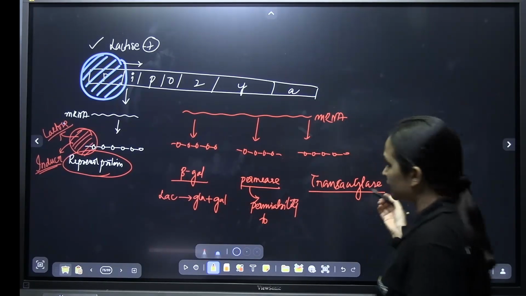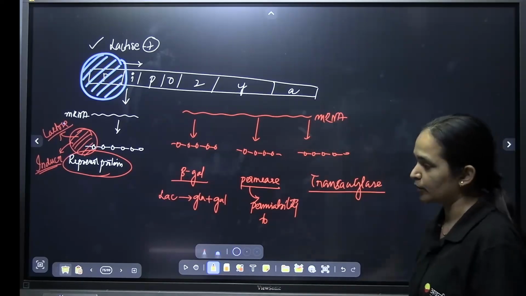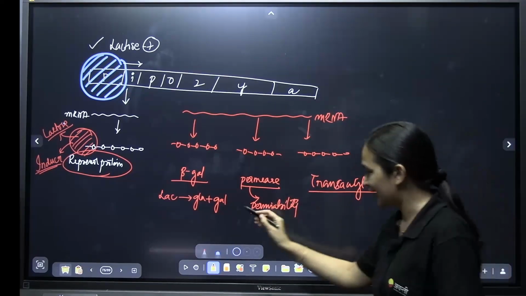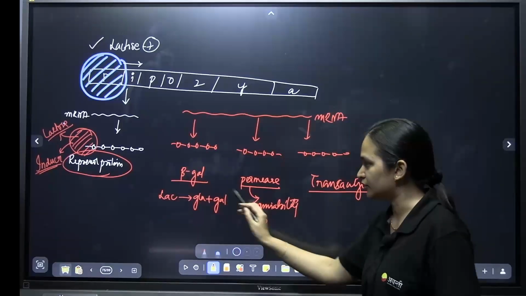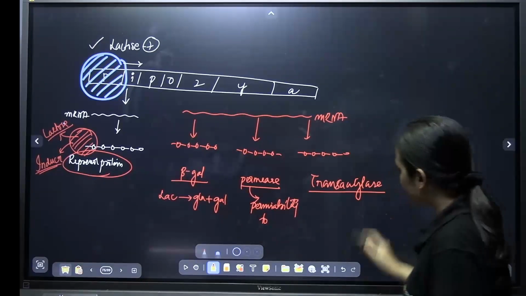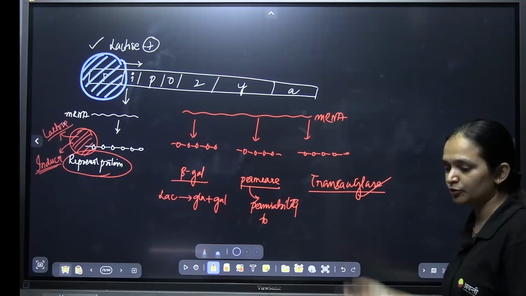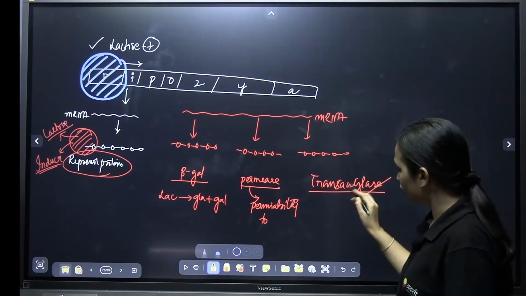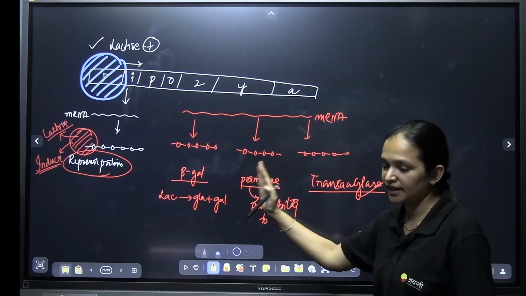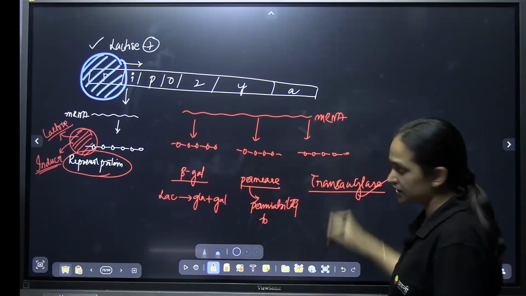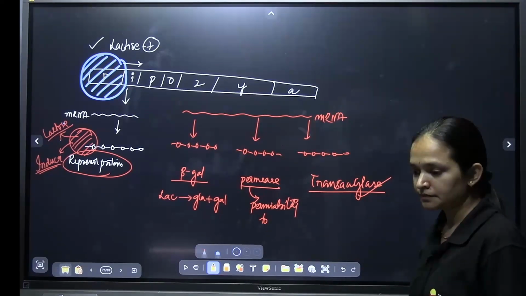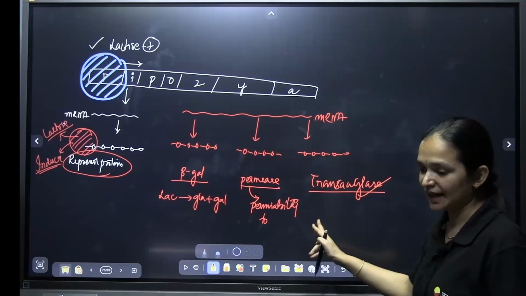and it does not have much of a role in this lac operon, I mean in the hydrolyzation of this particular lactose. Transacetylase transfers the acetyl group from one to another. That is its role, and it has no direct relation with this particular thing. Understanding? So this is about the lac operon.